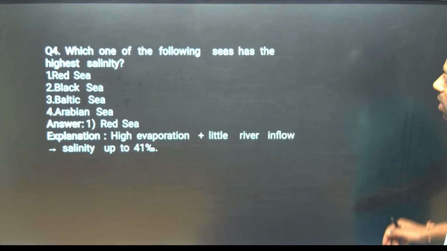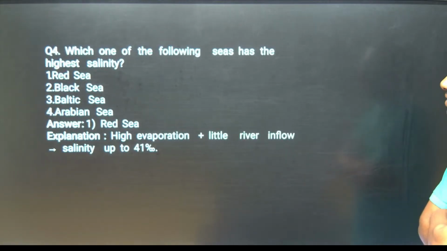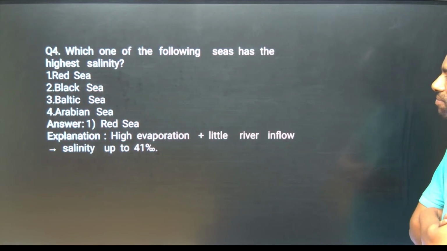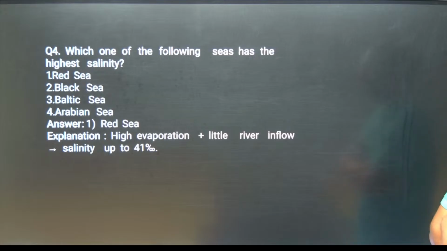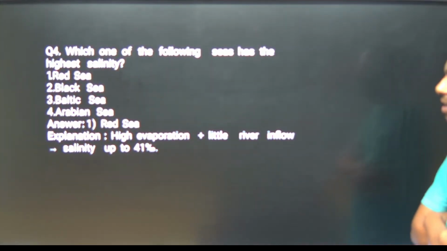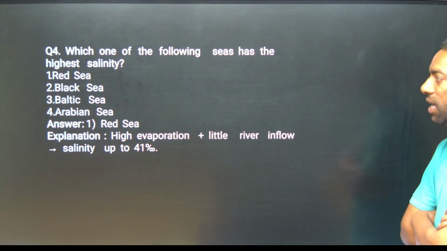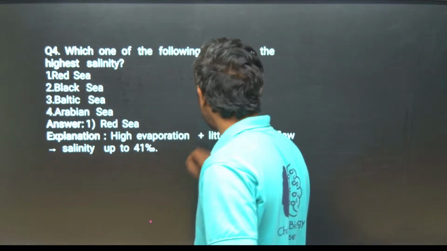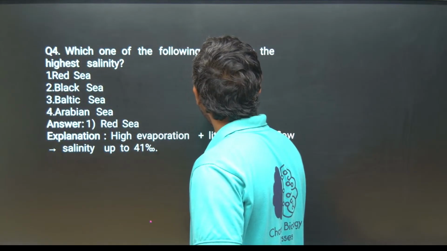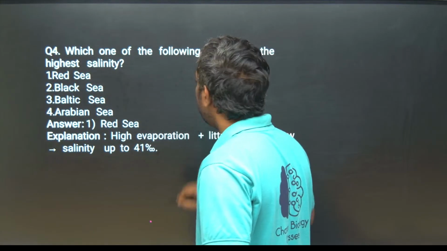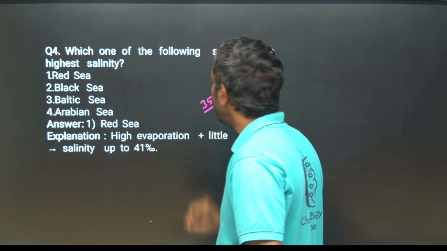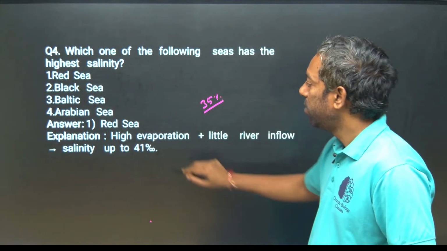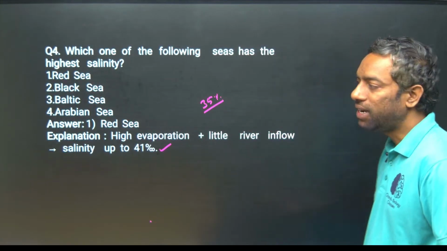Which of the following seas has the highest salinity? This is important. Red Sea. In the Red Sea there is high evaporation and little river inflow, so salinity goes up to 41 per thousand. Average salinity of the ocean water is 35, but here it is 40, 41 in the Red Sea.